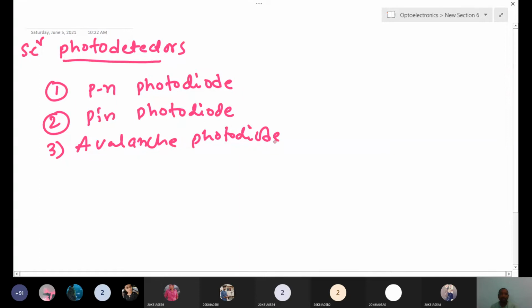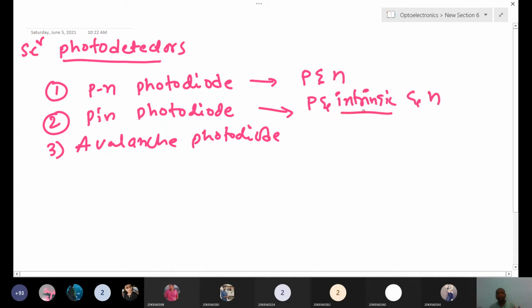PN means here we are using P-type semiconductor and N-type semiconductor. In the PIN photodiode, we have P-type and I, which means intrinsic. Intrinsic means we are not doping anything, just an intrinsic pure semiconductor in the middle of the P and N type semiconductors. That is the PIN photodiode.